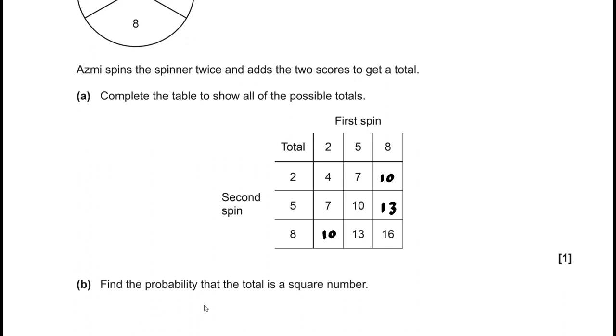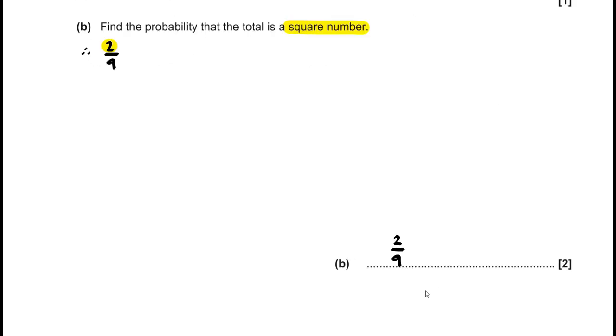For part B, we have to find the probability that the total is a square number. What are the square numbers? Well, 4 is a square number, and 16 is a square number. We have 2 square numbers. So therefore, for the probability, out of the 9 in total, we have 2 square numbers. So we have 2/9.